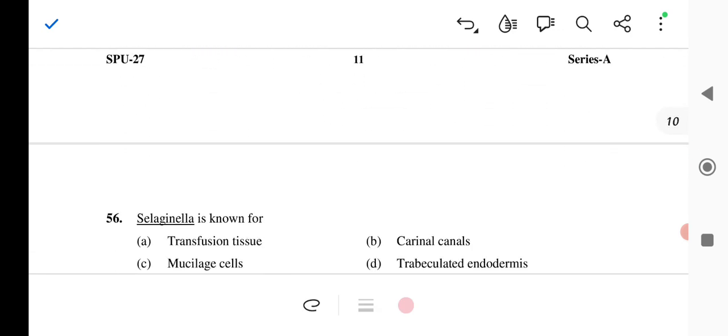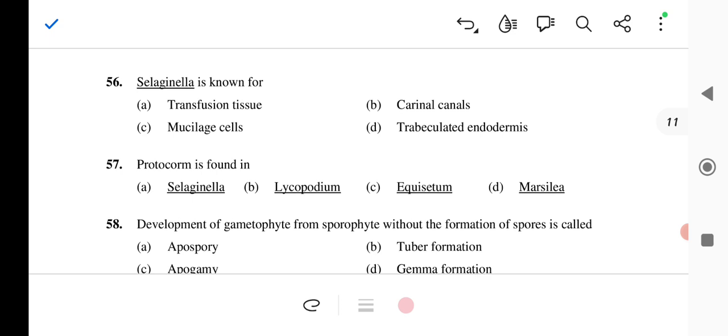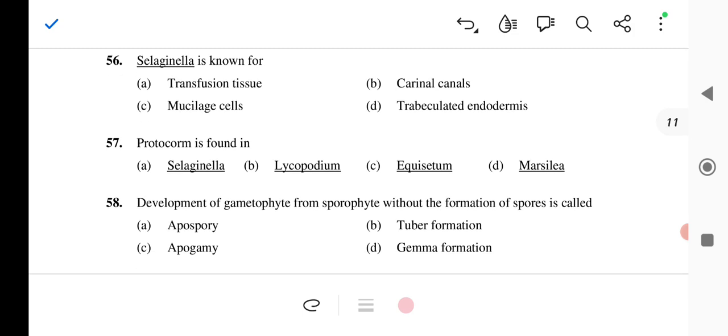Next is Selaginella is known for trabeculated endodermis. Equisetum is known for carinal canals, transfusion tissue is present in leaflets of cycas, but Selaginella is known for trabeculated endodermis. Next is protocorm is found in. Protocorm is found in Lycopodium. So what is not found in Lycopodium? Heterospory is not found in Lycopodium and protocorm is present in Lycopodium.